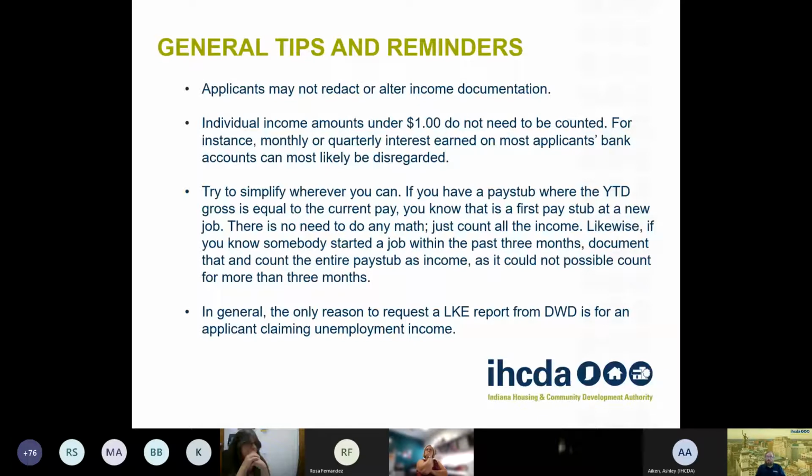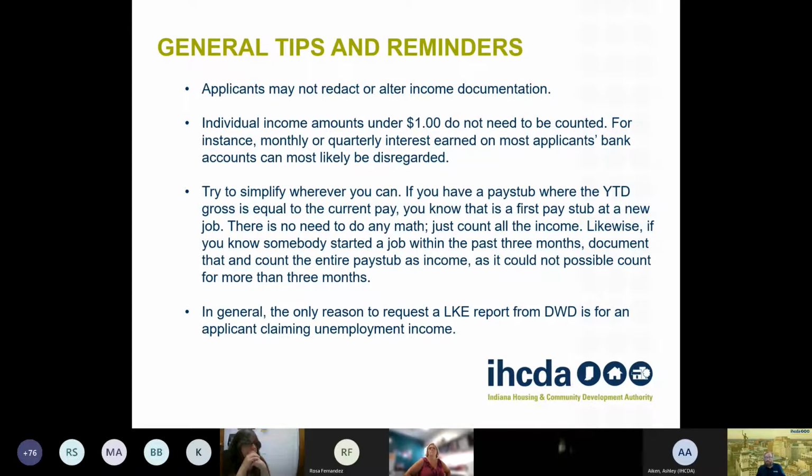Individual income amounts of $1 or less do not need to be counted. For instance, monthly or quarterly interest earned on most applicants' bank accounts can most likely be disregarded. Try to simplify wherever you can, and I recognize I'm saying this after I just went through an extremely unwieldy and complicated process. But if you have a pay stub where the year-to-date gross is equal to the current pay, then you automatically know that's a first pay stub at a new job. Therefore, there's not going to be a need to do any math. You just count all that income.